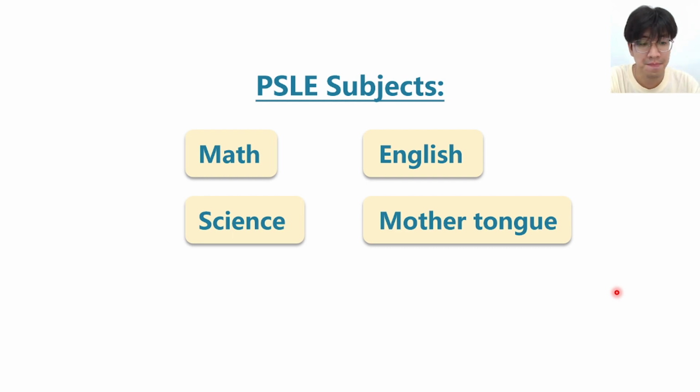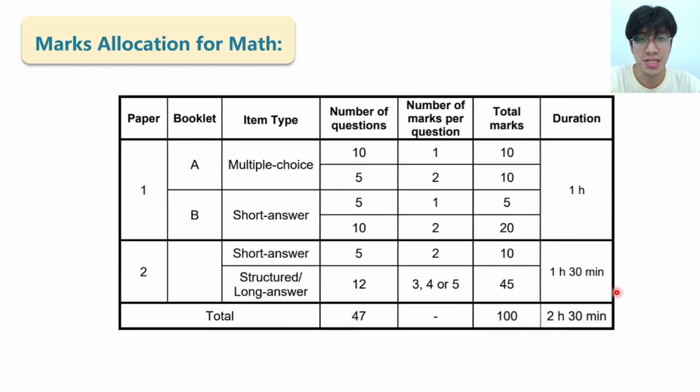and Mother Tongue. For Math, it is going to contain 2 papers, and both of these 2 papers will be given to the students on the same day, meaning there's only 1 day of Math exam. And over here, you can have a look at the item type, number of questions, total marks for each paper, and the duration. But I'd like to bring your attention to the total mark, which is going to be 100.